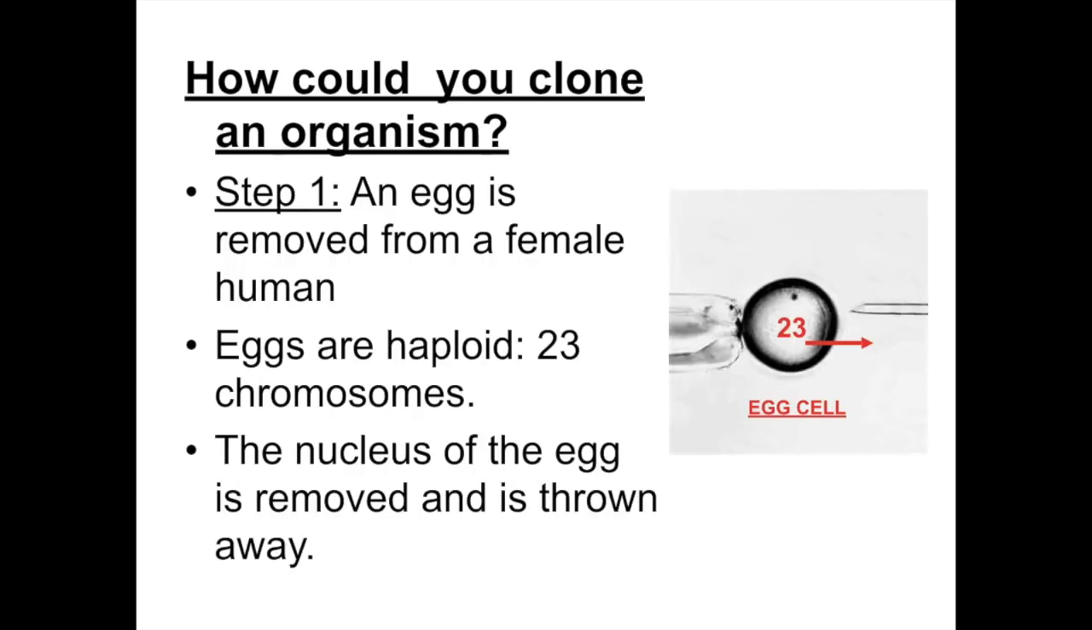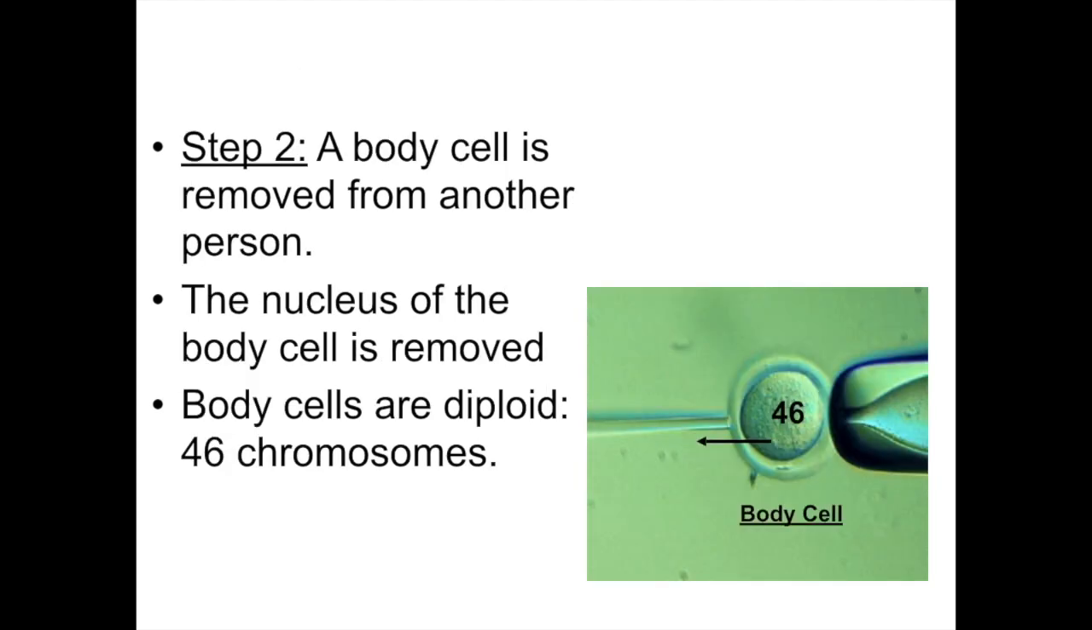Now, here are the steps of cloning. Specifically, first, the egg is removed from the female. So we have an egg removed from the female, which contains the female's genetic information, so the 23 chromosomes, and it's waiting for the male gamete, right? So what they do is they take the female egg and they remove the nucleus of the egg. So they get rid of the 23 chromosomes. So it's empty.